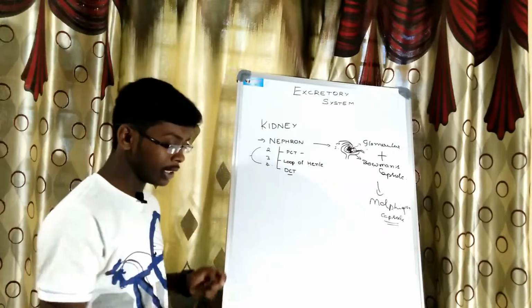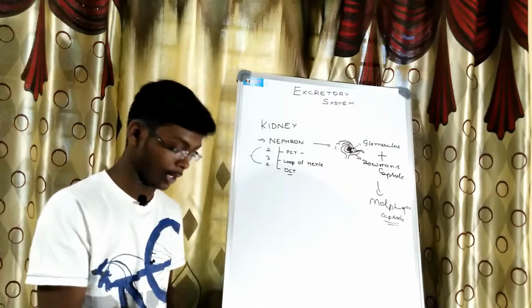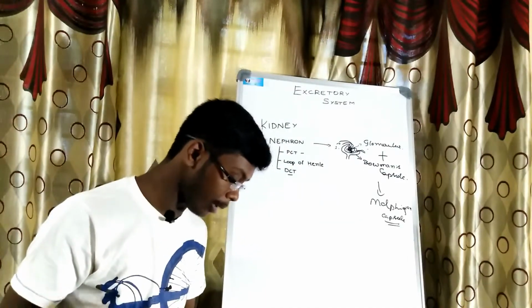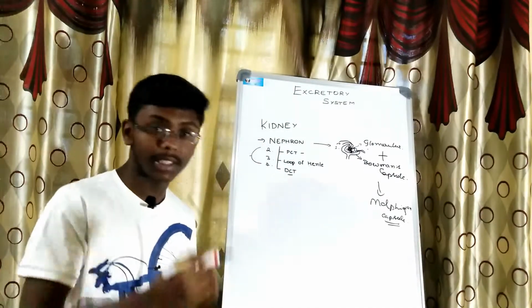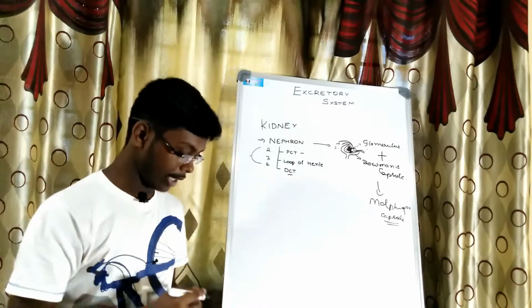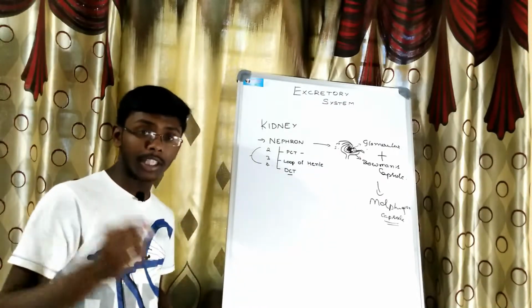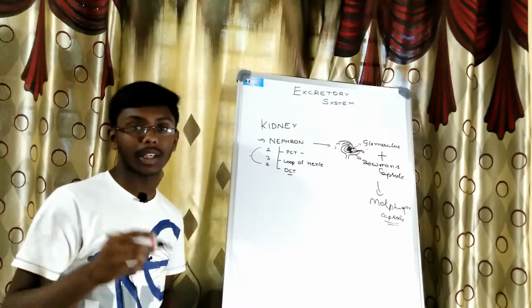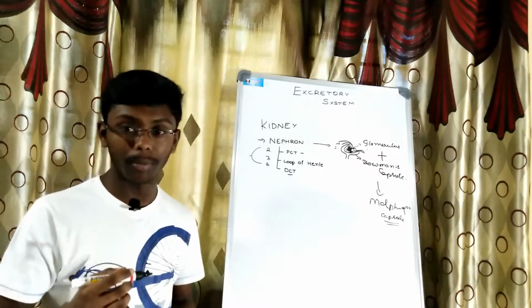So the reabsorption process takes place in the PCT and in the loop of Henle. In the loop of Henle, sodium ions and water are reabsorbed.